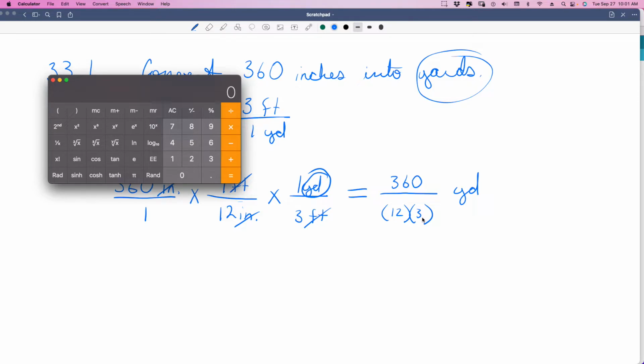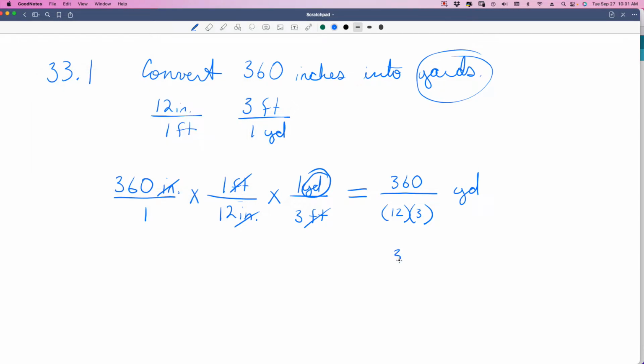However, not everybody's there, so I will allow you to use your calculator to check your answer and see if it is going to be a whole number. The first thing I would do is get rid of all my multiplication, perform any operations in the numerator, and perform any operations in the denominator. So that would be 360 over 36 yards.